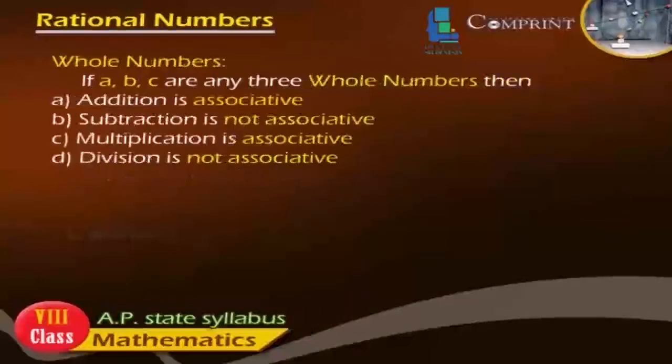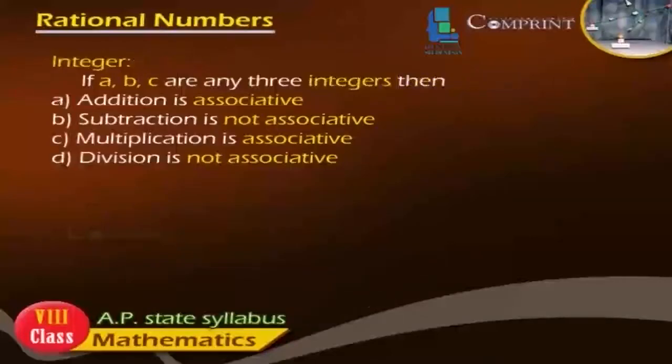Whole numbers. If a, b, c are any three whole numbers, then addition is associative, subtraction is not associative, multiplication is associative, division is not associative. Integer. If a, b, c are any three integers, then addition is associative, subtraction is not associative, multiplication is associative, division is not associative.